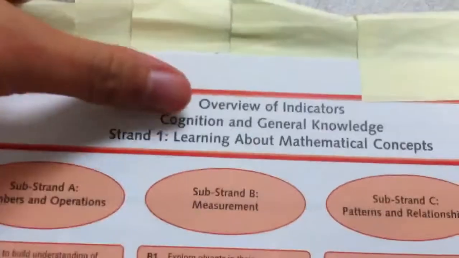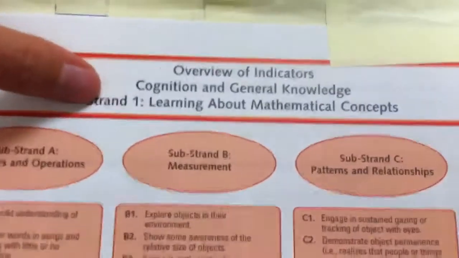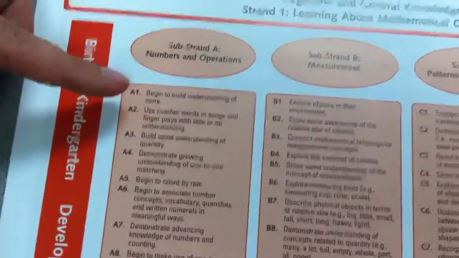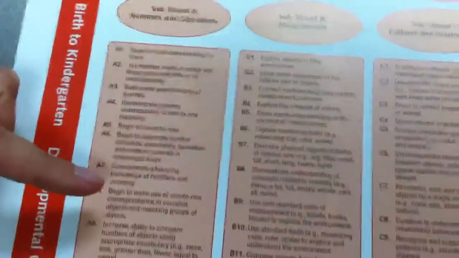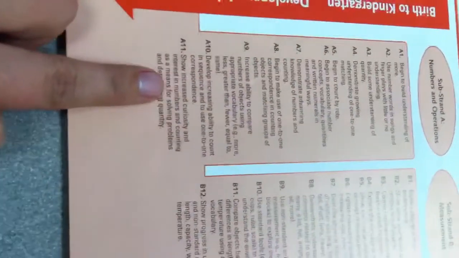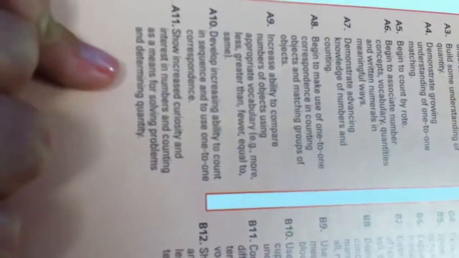If we look at titles again, cognitive is our domain, or cognition, our strand is math, our substrand is numbers and operation, and our indicators are these right here. Each small phrase says what a child is learning at this age. I want you to notice on the side it says continuum. This means that a child starts with these skills, so an infant is building understanding of more, and then it goes on to 1s, 2s, 3s, 4s, and 5-year-olds. By the time they get to the end, A11, they're 4 to 5 years old, and they are, for instance, showing increased curiosity and interest in numbers and counting. That's how we read our indicators.